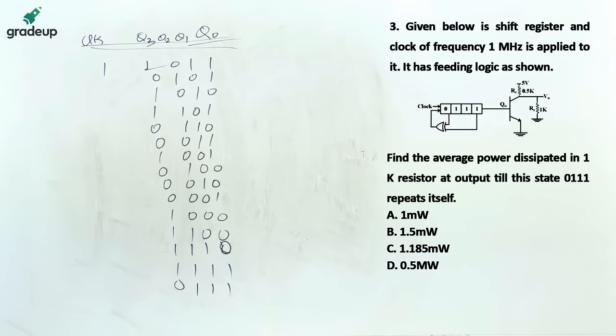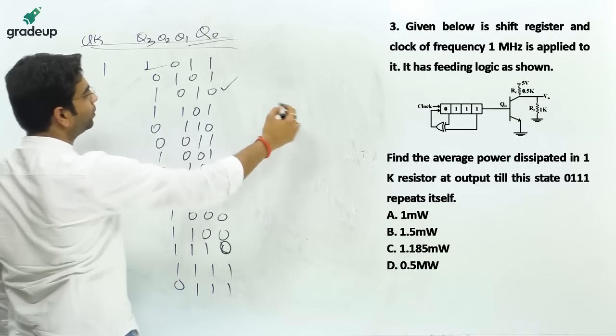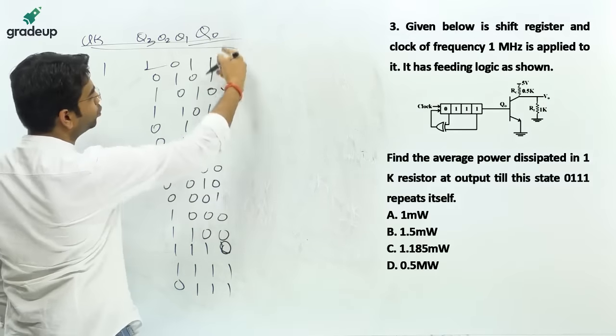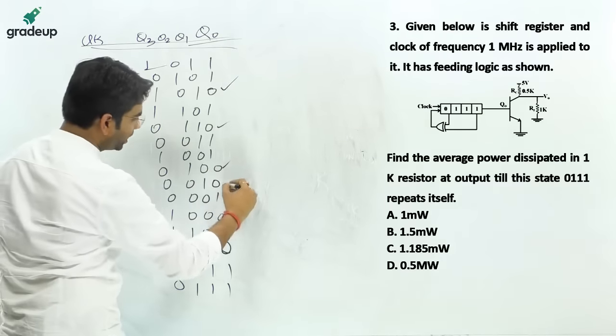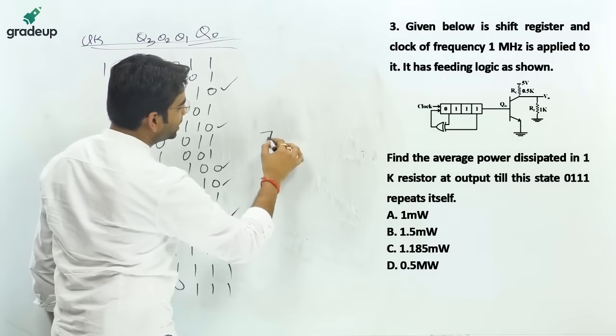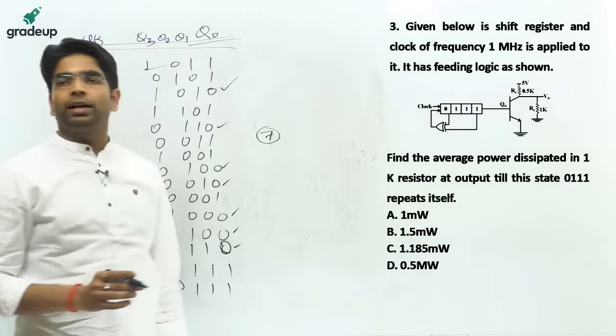So this was the thing. How many times was it off? वो ट्रांजिस्टर कितनी बार ऑफ था? One time जब Q2 0 था, because Q2 is applied directly to the base. 2 times, 3 times, 4 times, 5 times, 6 times, 7 times. 7 times it was off. जब ये 7 बार ऑफ था तभी तो करंट उसके थ्रू जा रहा था RL के.